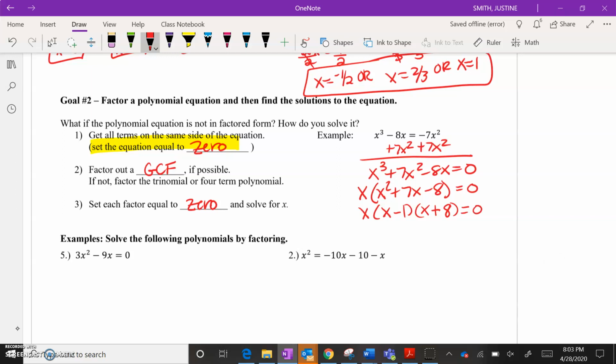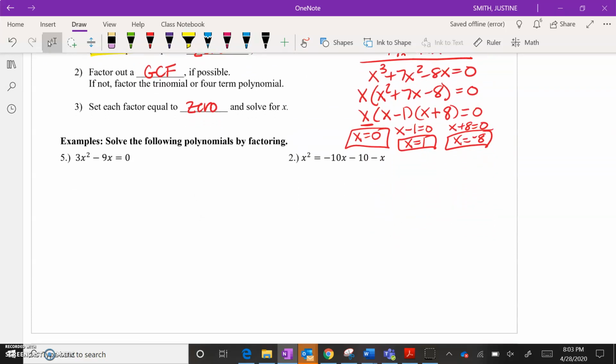Okay, and then I would set all of my factors equal to 0. So I would have x equals 0, I would have x minus 1 equals 0, x plus 8 equals 0. So I'd have x equals 0, x equals 1, and x equals negative 8. Okay? So for number 5, we're going to go ahead and factor these first. The first thing I'm going to do is look for my GCF after I see that it's already set equal to 0. And then I'm going to be setting my two factors equal to 0. So I know I am going to get x equals 0 and x equals 9.